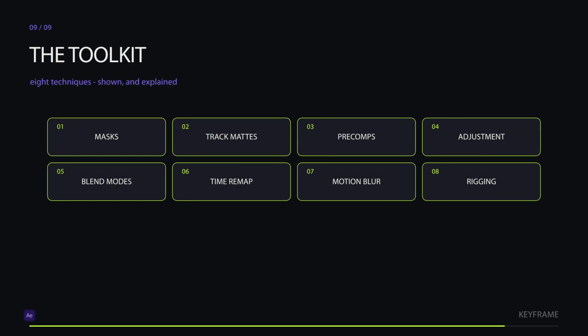Masks, track mats, precomps, adjustment layers, blend modes, time remapping, motion blur, and rigging. Each one demonstrated, then explained. In part 3, we go pro. 3D space, cameras and lights, expressions, motion tracking, and keying.